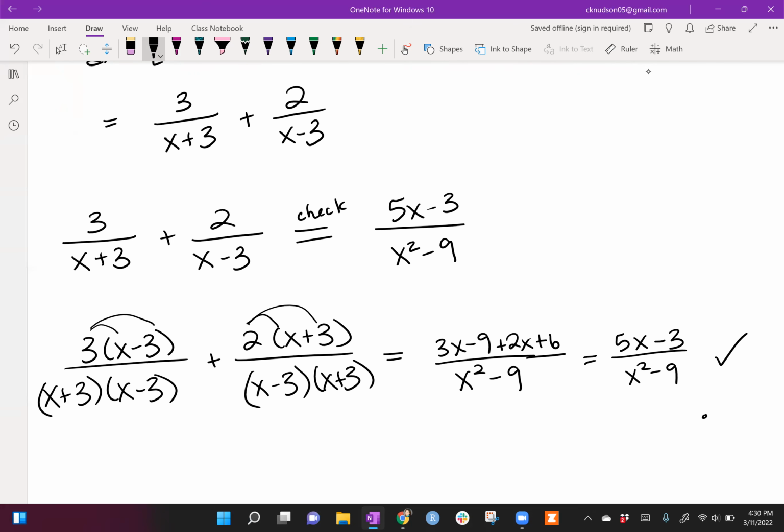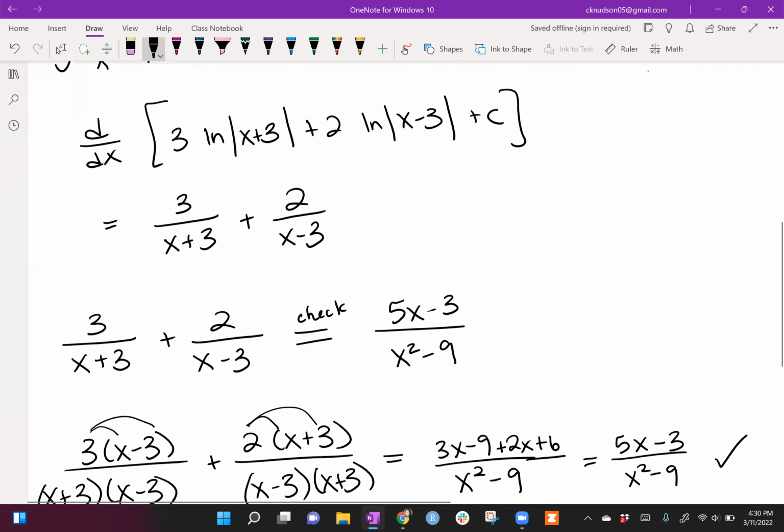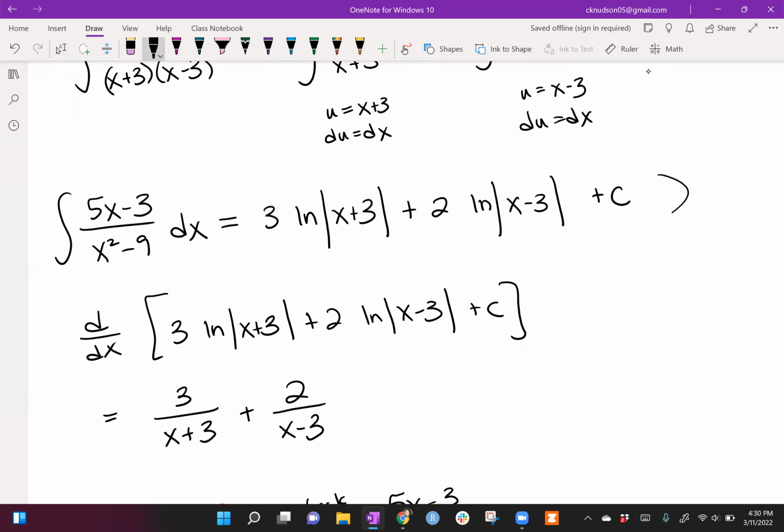So we checked our work, and it looks like our work for our partial fractions looks great. And then earlier, we checked our work for our derivative, and we saw that the derivative looks great as well. So that's an example of partial fractions. Hopefully that helps when you're working on some future problems. Good luck.